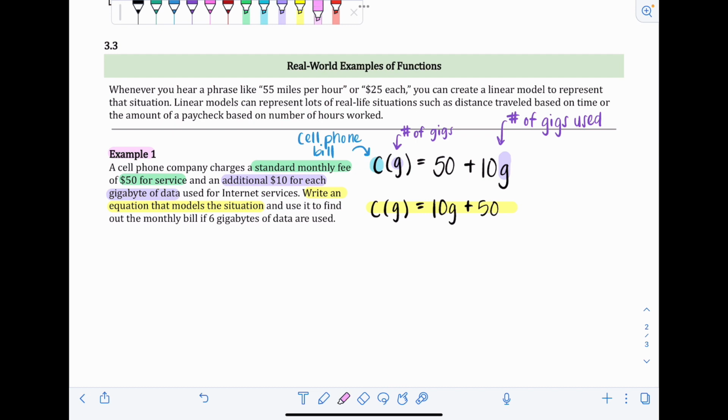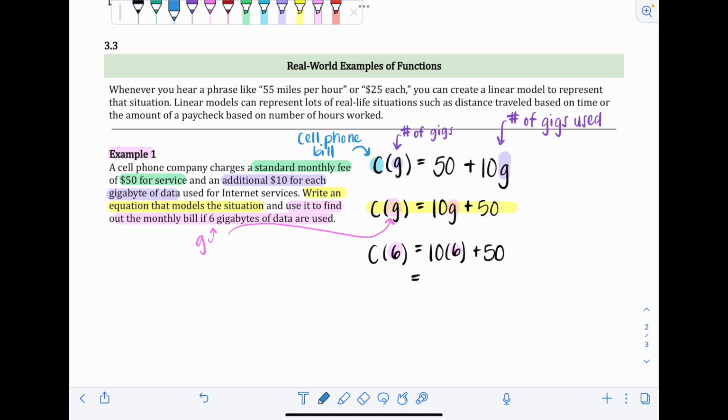And then the second part says, and use it to find out the monthly bill if 6 gigabytes of data are used. So 6 gigabytes, that means that G is going to be 6. So I have to take that and put it in there. So we'll find C of 6. And that equals, so we're going to put 6 in for G in both spots. So equals 10 times 6, and then plus 50. And then we'll simplify, and that'll tell us our total bill if we were to use 6 gigabytes.